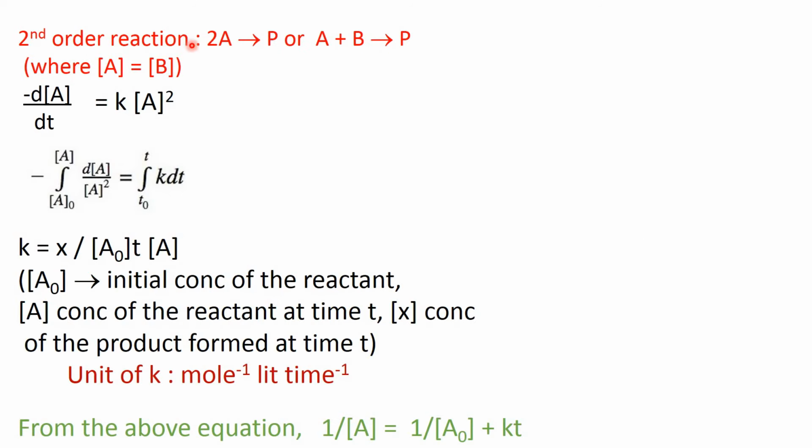Now coming to second order reactions. Second order reactions are of two types: 2A gives the product, or A plus B gives the product.